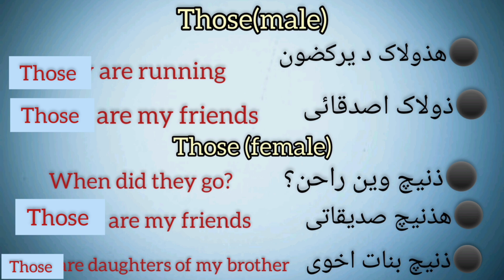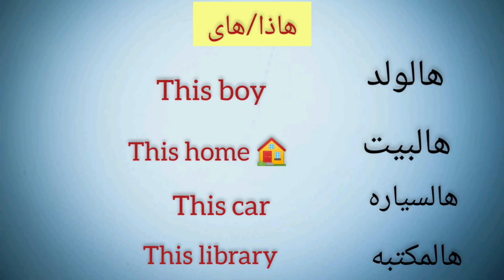هذنيج بنات أخويه. Those are daughters of my brother. Or they are daughters of my brother. هذنيج بنات أخويه. And the last point about these pronouns, which is extremely important.